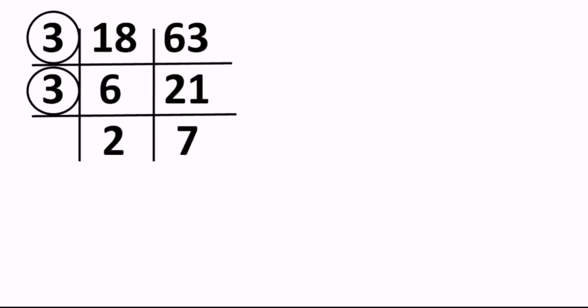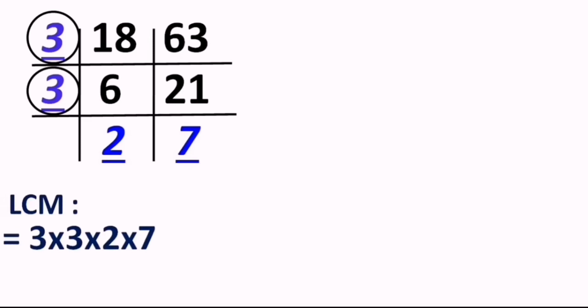Okay. Now we are at the bottom of the structure, that is 2 and 7, right? And 2 and 7 are not divisible by the same number, and we have to stop over here, right? After this, all these blue color numbers will be chosen for the LCM in the product form, and that results in the answer 126.